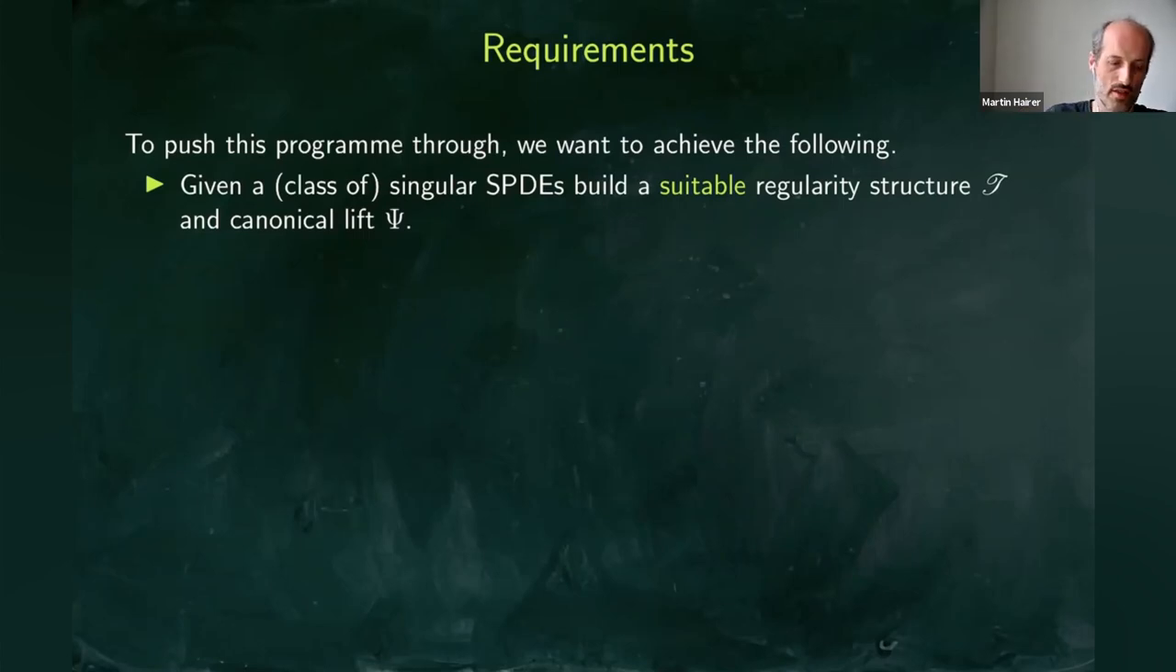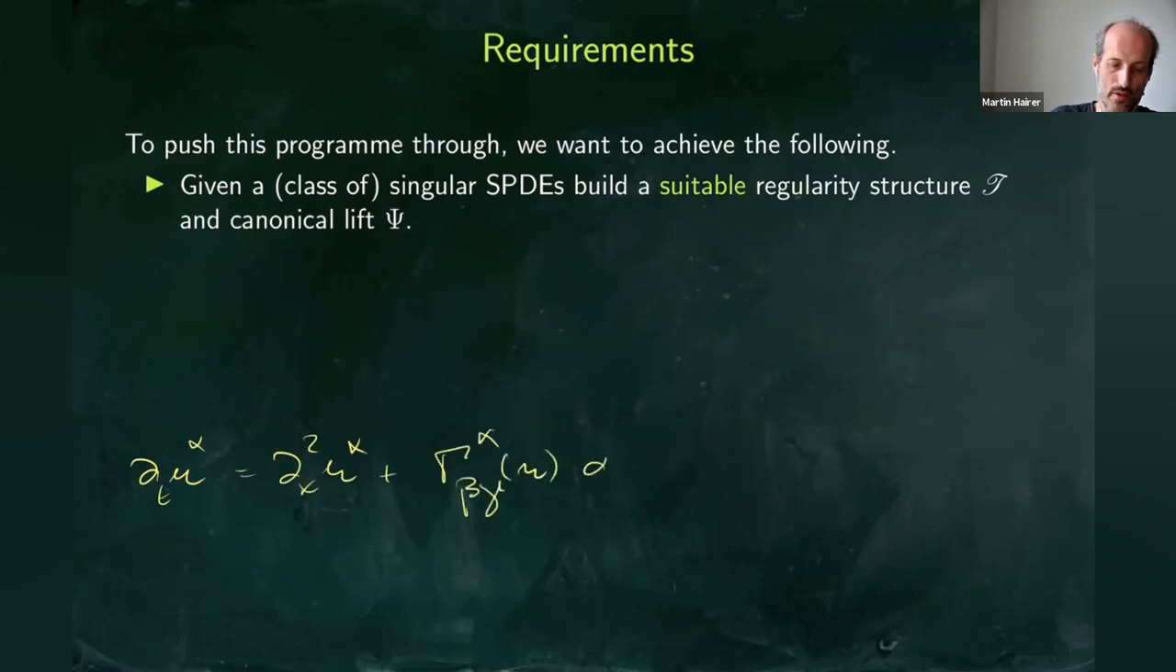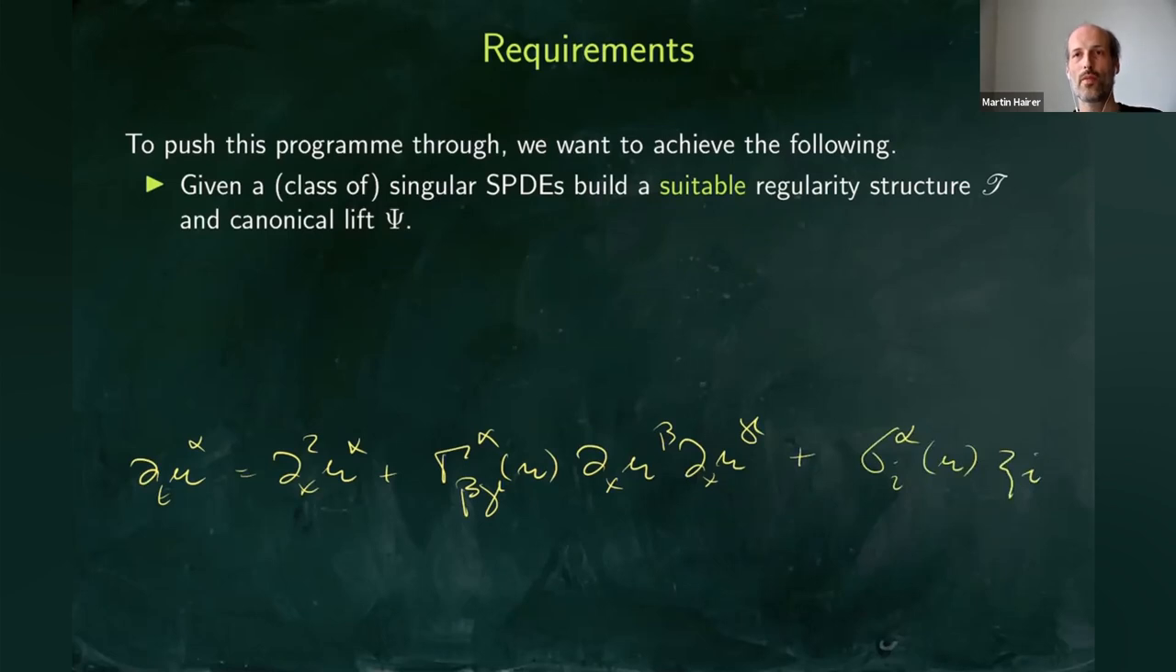So then the sort of equation that you want to write down is ∂_t u^α is equal to ∂_x² u^α plus, and then you have the Christoffel symbols of your manifold, which are essentially just arbitrary nonlinear functions. And you multiply this by something like this. And here you have a bunch of vector fields and you have space-time white noises. Right, so you can look at an equation like that. That's if you want the heat equation with values in a manifold.